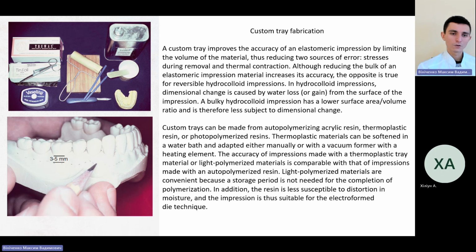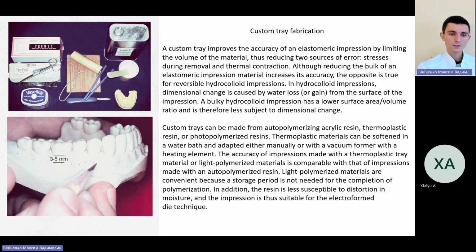Custom trays can be made from autopolymerizing acrylic resin, thermoplastic resin, or photopolymerized resins. Thermoplastic materials can be softened in a water bath and adapted either manually or with a vacuum former with a heating element. The accuracy of impressions made with a thermoplastic tray material or light polymerized material is comparable with that of impressions made with an autopolymerized resin.